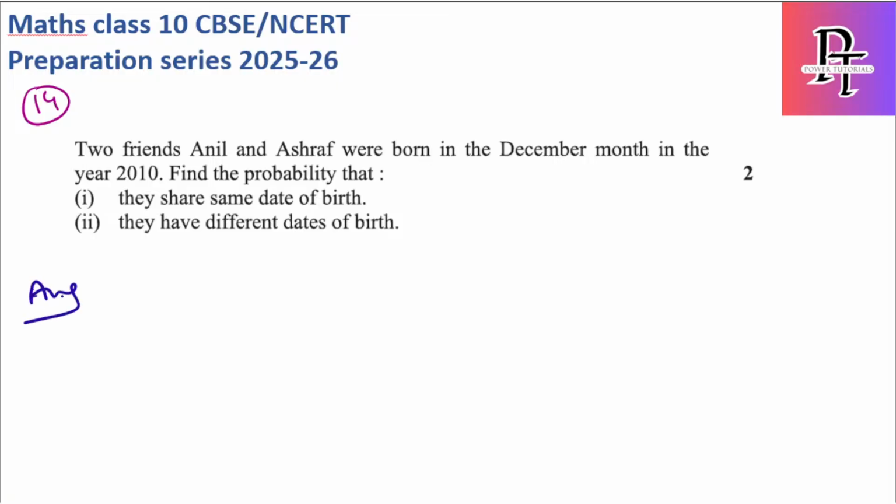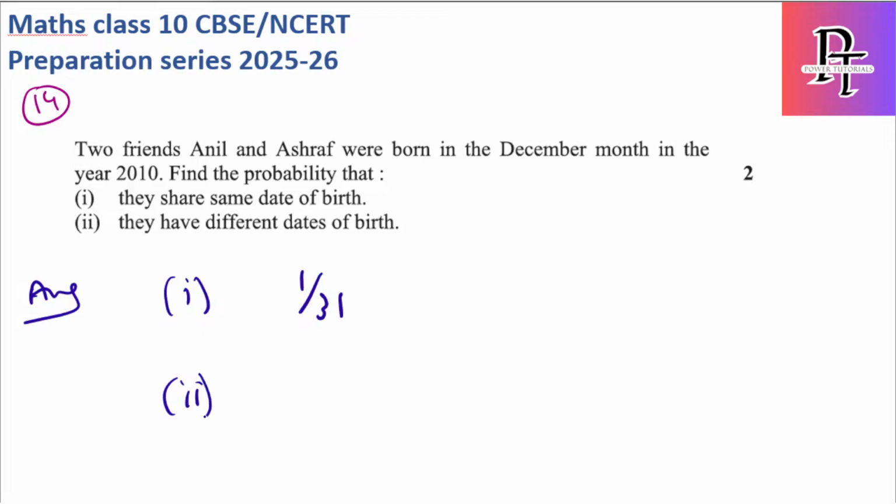Two friends Anil and Ashraf were born in December month in the year 2010. Find the probability that they share the same date of birth. So December's total number of days is 31. So the winning case can be only 1 out of 31. So the first answer is 1 by 31.